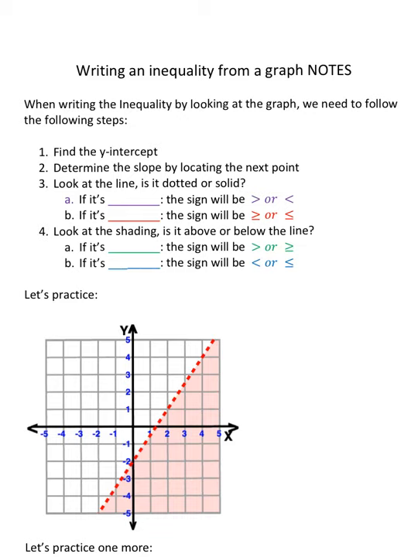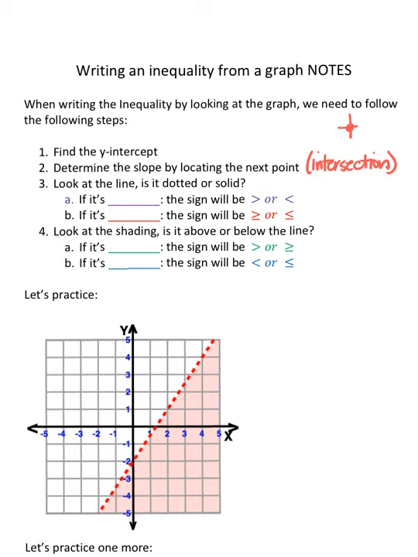So find the y-intercept is the first step. Then the second step, determine the slope by locating the next point. Now remember, when you're locating the next point, you want to make sure that it's an actual intersection. Let's write that down. So you want to make sure that it actually is a point that's on an actual grid intersection.